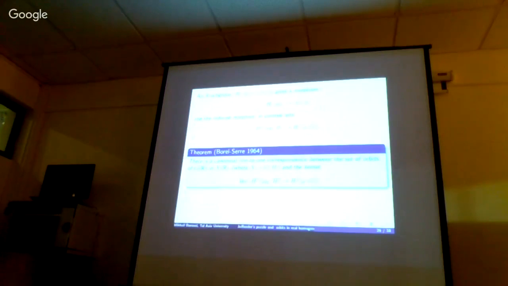And we can say what the kernel is. Here we have the element 1. These are not groups, they are sets, but we can define the kernel: the kernel is the preimage of 1. And there is a theorem of Borel-Serre of year 64 that there is a canonical one-to-one correspondence between the set of orbits of G(R) in X(R), where X is G mod H, and the kernel of this map.